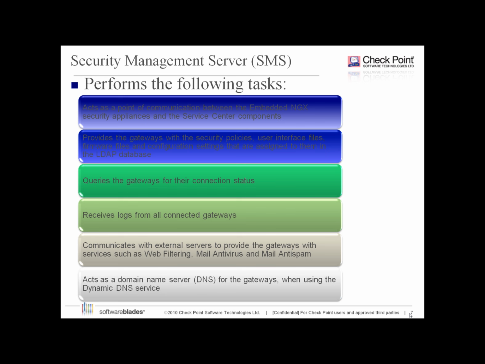It acts as a domain name server or DNS for the gateways when using the dynamic DNS service. So imagine in a world where fixed IP addresses are expensive, like a world like ours, you can offer your customers a fixed URL, for example, mygateway.net.com, whatever, and this name will go with the gateway all the time, even when their IP changes, because the DNS server is the SMP. Every request to that gateway will go through the SMP to resolve and then send down to the gateway.